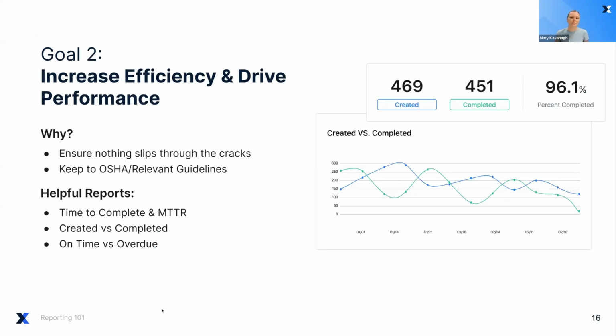Second goal, increasing efficiency and driving performance across our teams. Pretty self-explanatory here. Why do we want to do this? Well, firstly, we want to ensure nothing slips through the cracks. I often tell my customers, managing a maintenance team, it's like spinning plates, right? We're trying to keep as many of those plates as possible in the air at any one given time, but things slip through the cracks, things fall. We have to make sure we just minimize those falls and minimize the importance of those falls. Secondly, of course, we want to keep to OSHA or relevant, whatever your regulatory body is, we want to keep to their guidelines.